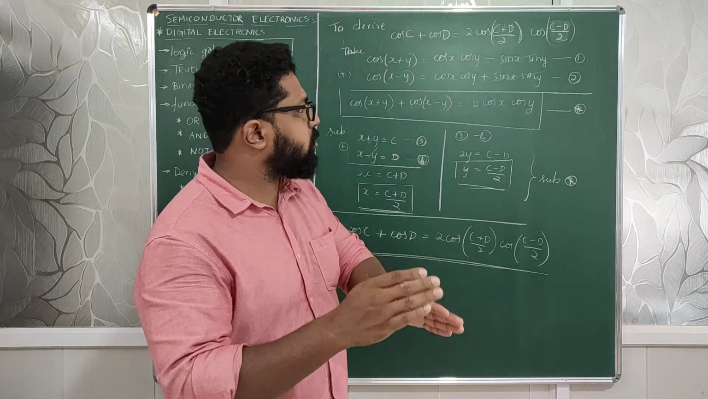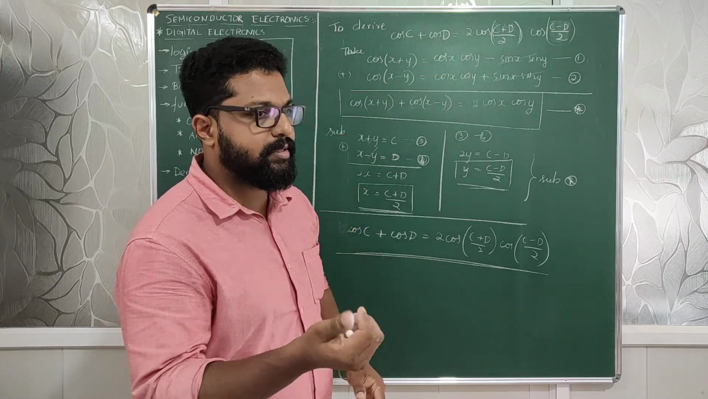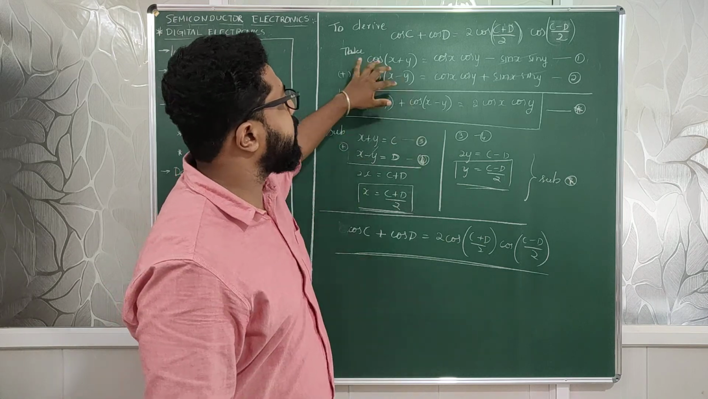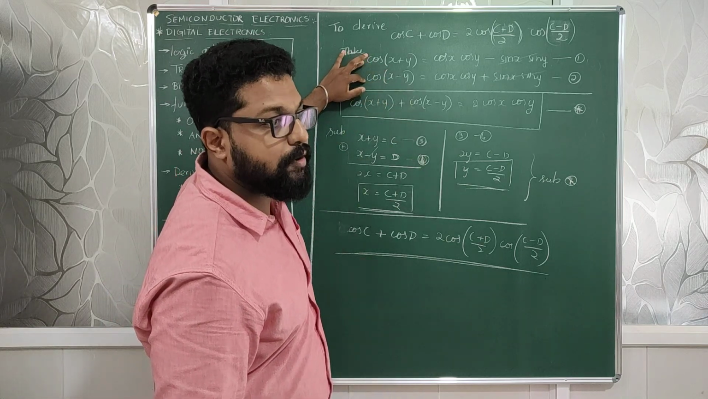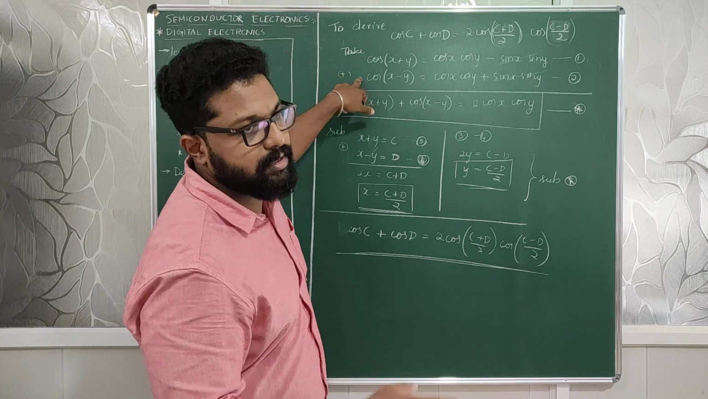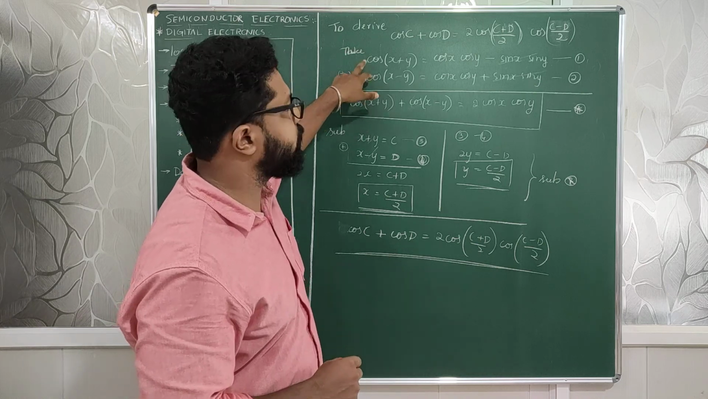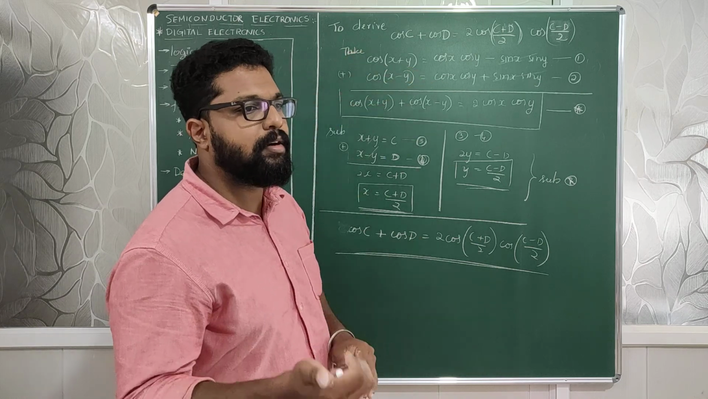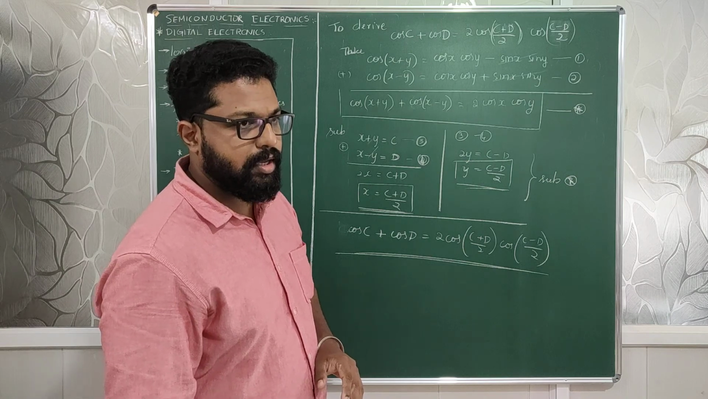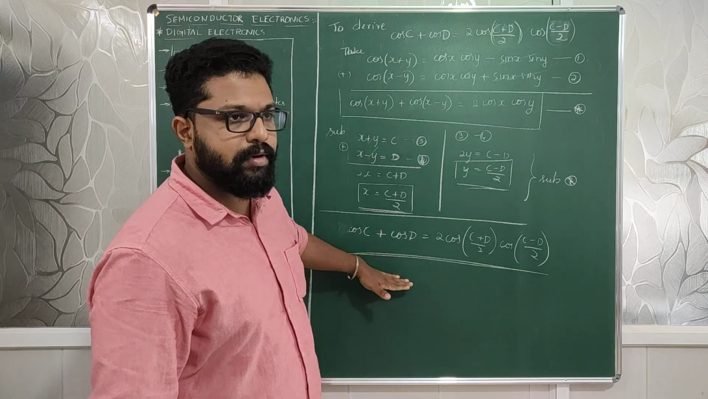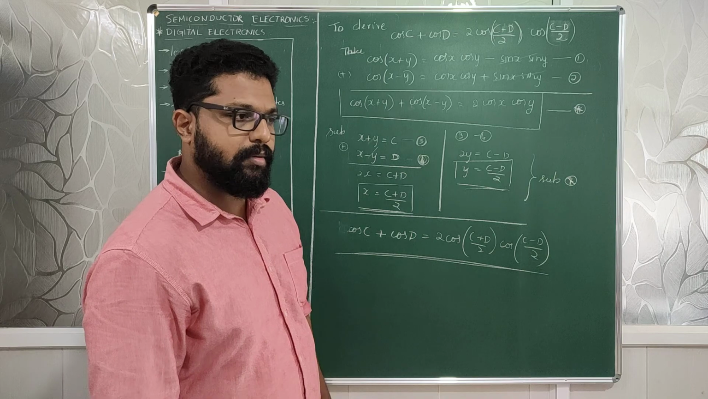Now, what to do for the next two formulas, the third formula and the fourth formula? Take the other two formulas which you have studied, sin(x plus y) and sin(x minus y). Those two formulas you add and subtract, and you will end up getting the third formula and the fourth formula. Write it on your own. Let me know if you didn't get it, I'll solve it for you. Okay? Go ahead.